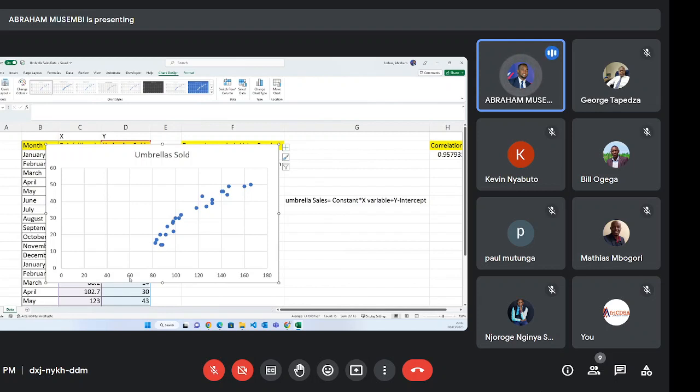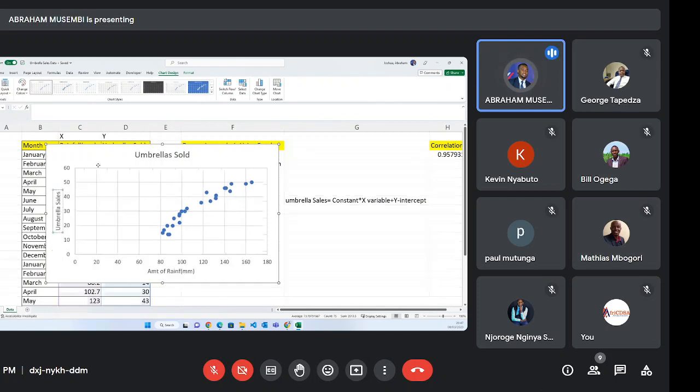On our x-axis, this is the amount of rainfall, and we have the umbrella sales. So you can see at this point of maximum rainfall amount, it's the same point where we have the maximum sales of umbrellas. Yes, so you can see that that is the trend.